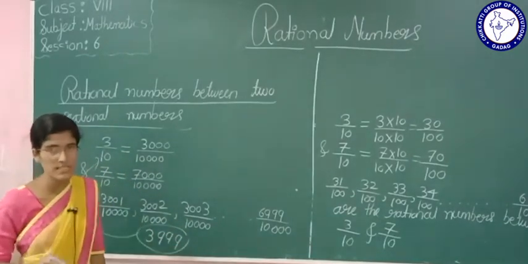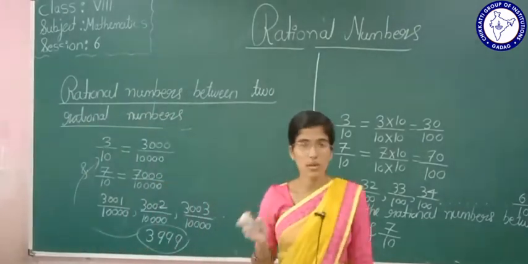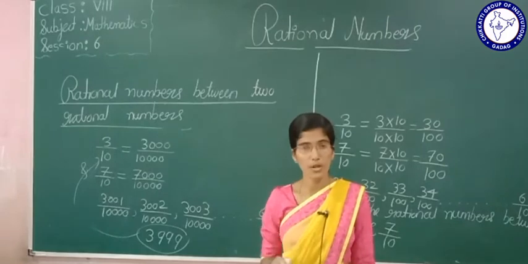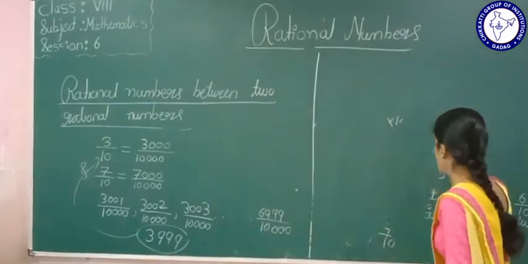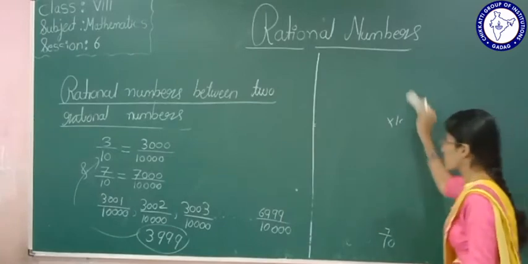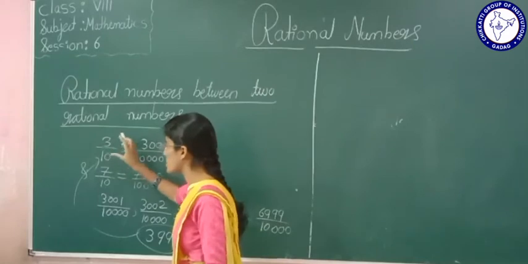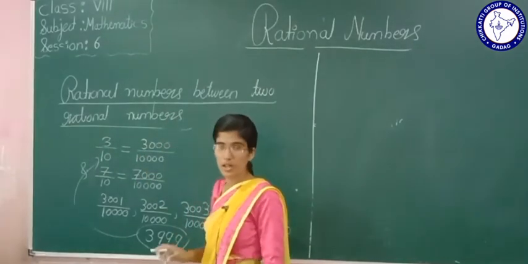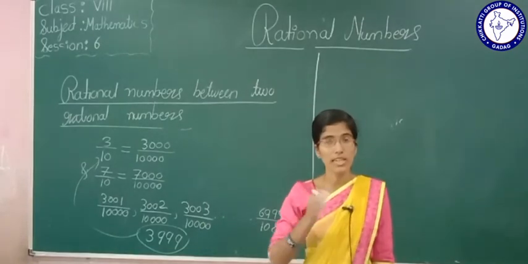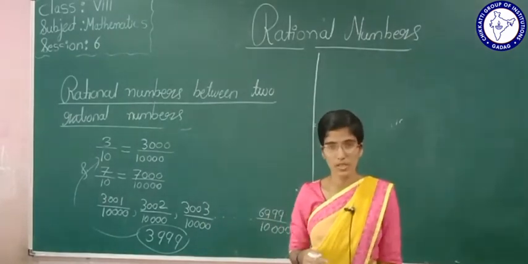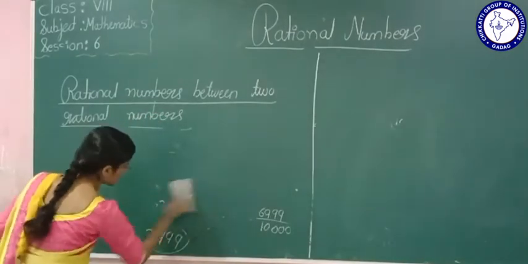What we can tell is that between any two rational numbers we have infinite number of solutions. So what we can tell from this is that we have infinite number of rational numbers between any two rational numbers, okay. Between any two rational numbers we have infinite number of rational numbers. So based on this we will solve few examples.